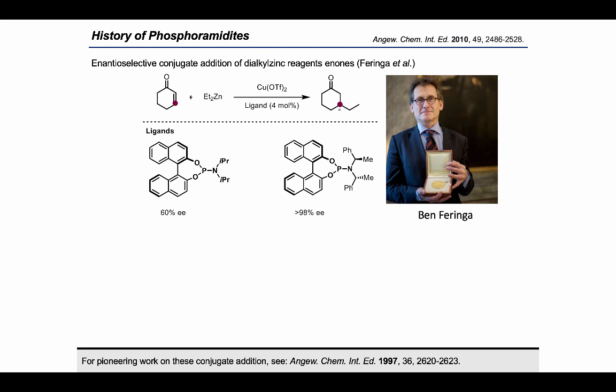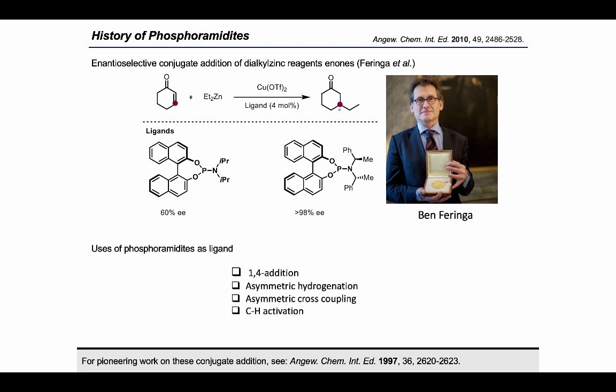Phosphoamidites were first introduced by our group. As we can see here, the excellent enantioselective 1,4 addition of alkyl Grignard reagent to enone was observed in a copper catalyzed process in the presence of those binyl derived phosphoamidite ligands. This led to a breakthrough in asymmetric conjugate addition, and later they were used widely in other asymmetric reactions as well, including the 1,4 addition, asymmetric hydrogenation, asymmetric cross-coupling, CH activation, and many more. In case you would like to know more about phosphoamidites, please do not forget to check out the review mentioned in the top corner of the slide.